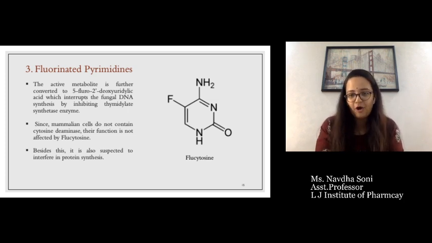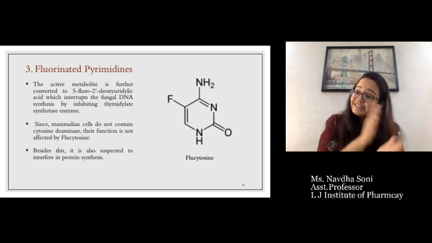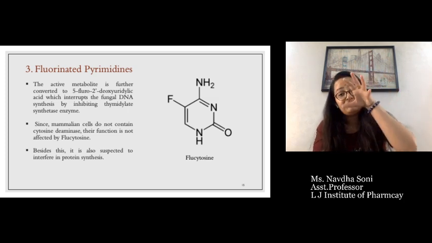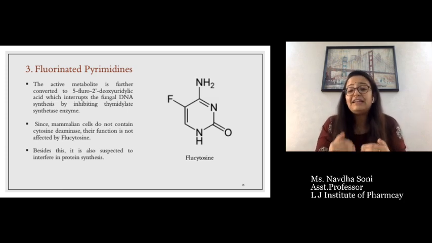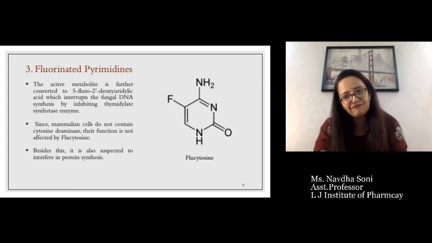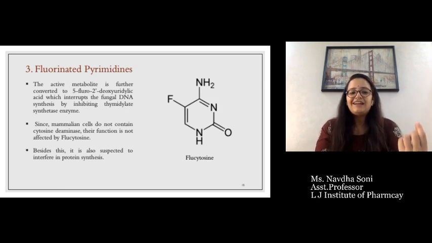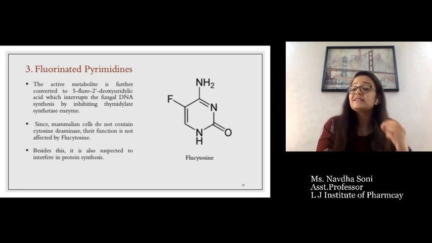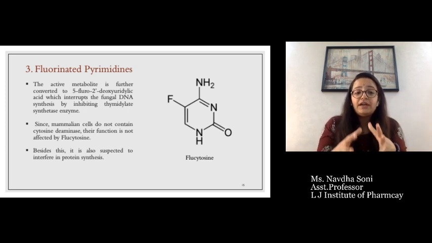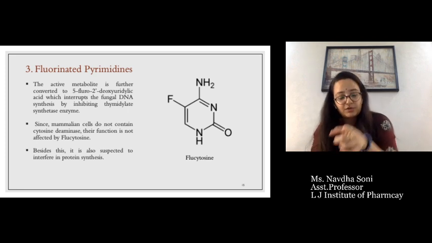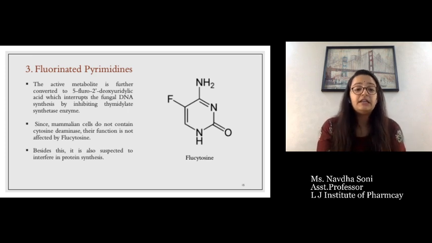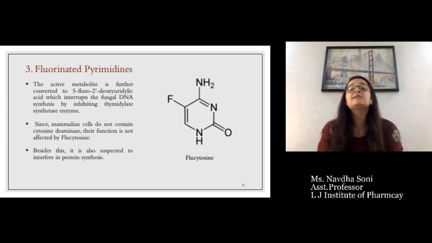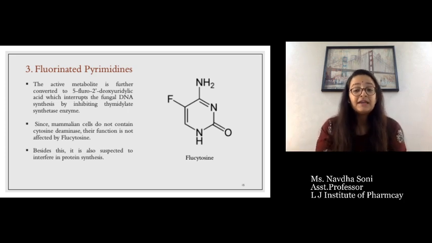If faulty DNA is formed, ultimately faulty DNA leads to the death of the fungal cell. Okay, they also suspect interference in protein synthesis. This fluorinated pyrimidine, flucytosine, also inhibits the protein synthesis process. So it is very effective against various fungal infections.